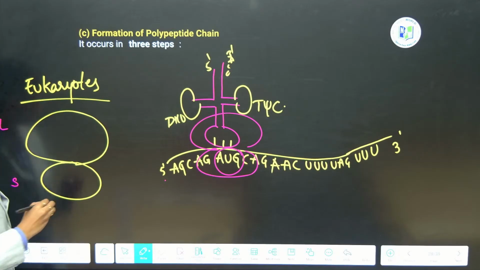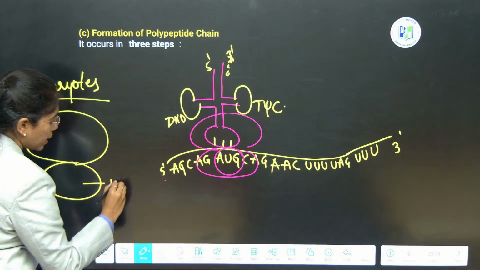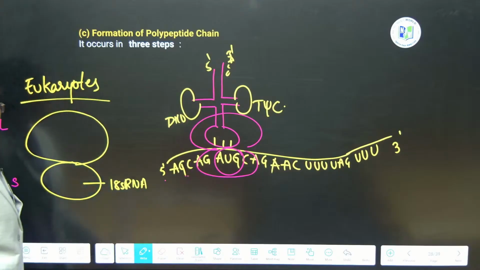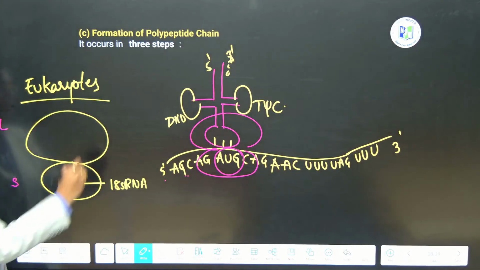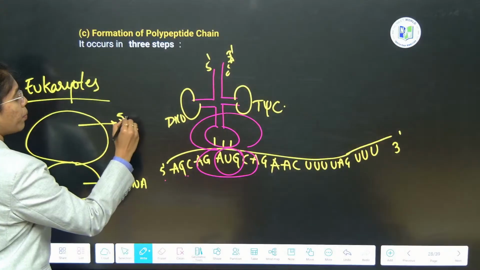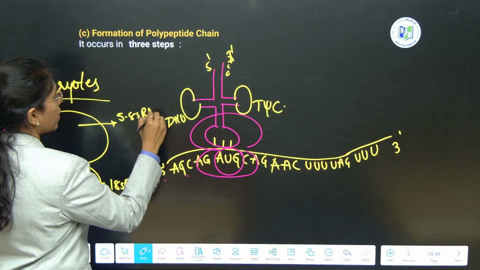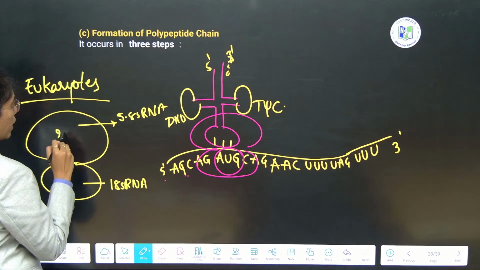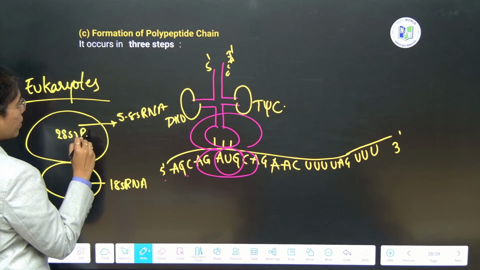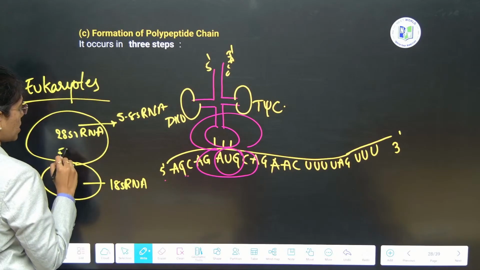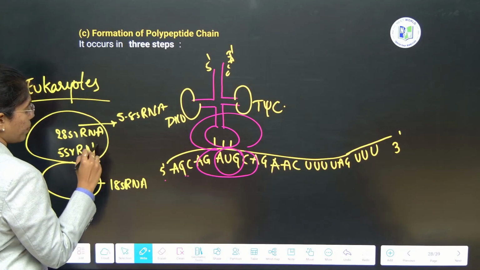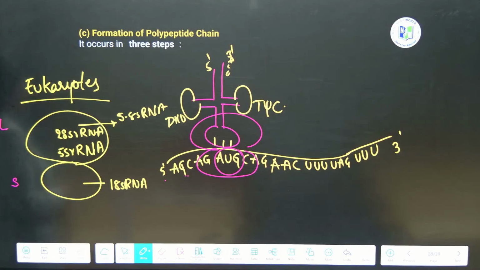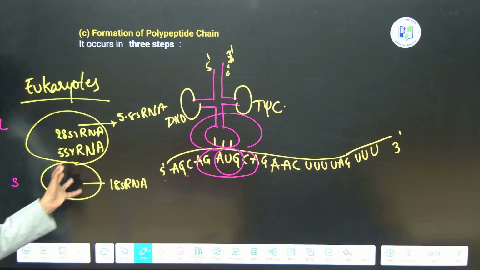In the smaller subunit, it has 18S rRNA. This will bind to the mRNA sequence, and here you have 5.8S rRNA and 28S rRNA and 5S rRNA. These are the protein subunits which are present in the ribosome. We know the ribosome has RNA and proteins, right?